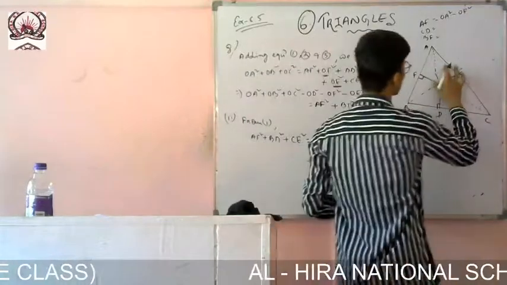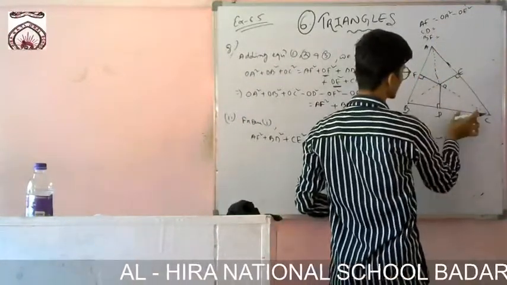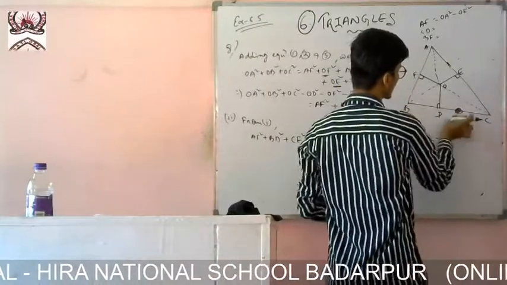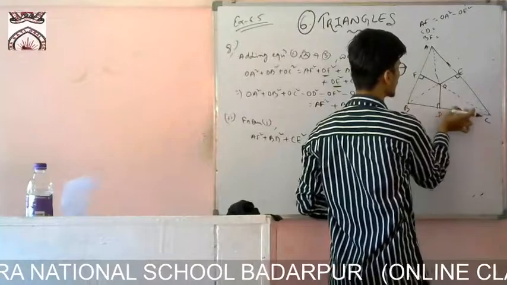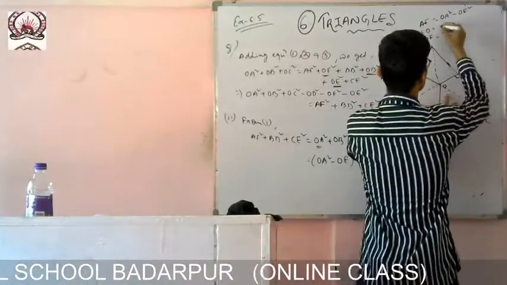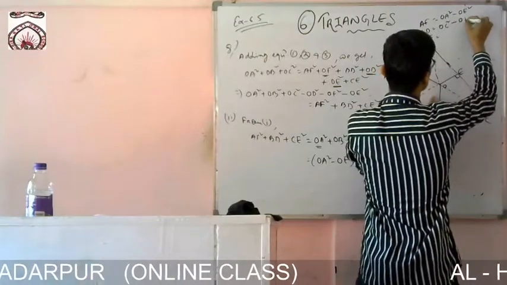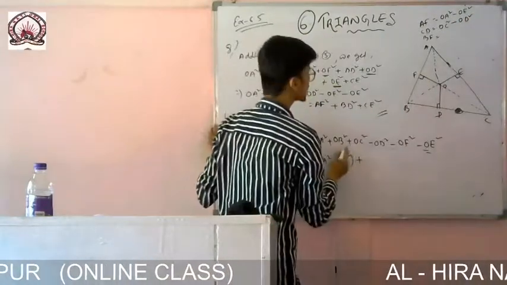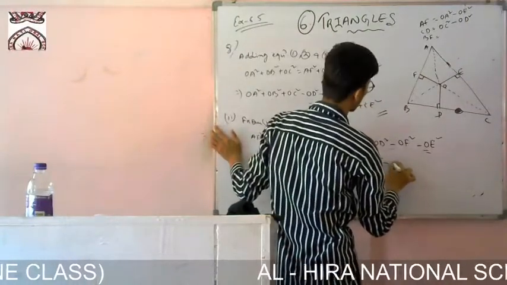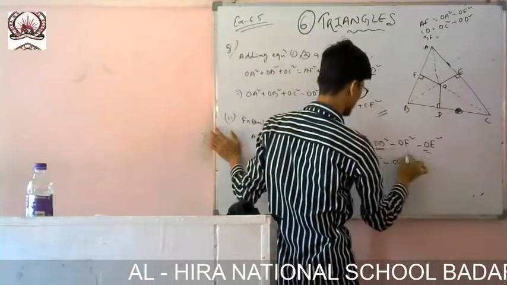or if I go for finding CD, where is CD? So this is the side. If I use Pythagoras theorem, then it will be hypotenuse minus this side. So the hypotenuse is OC square minus, what is the side? It is OD square. So OC square minus OD square.